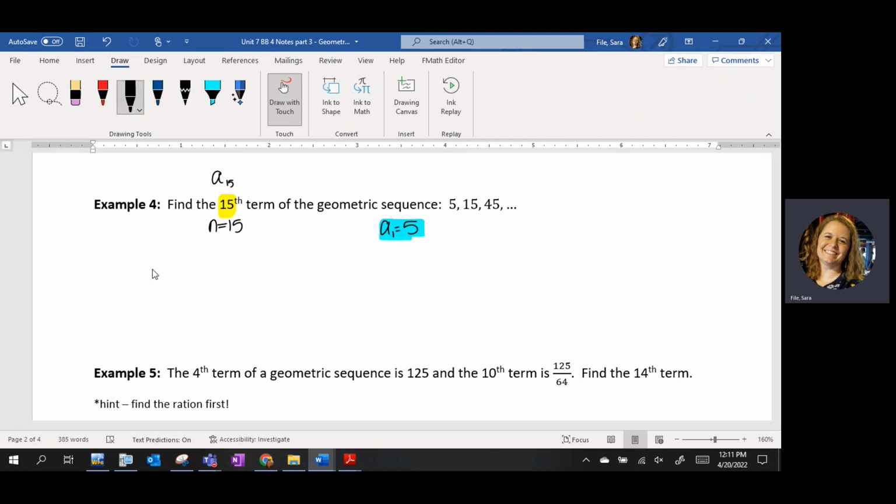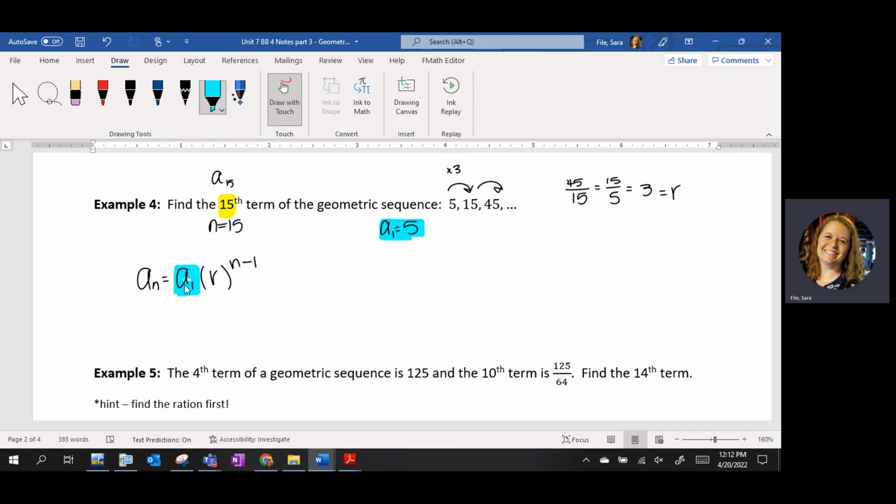And then what else do I need for my formula? I need the ratio. Good. I've got the a sub 1 and I've got the n. So to figure out your ratio, how are we going from term to term here? Some of you can just see it. You're like, oh, that's being multiplied by 3. Fantastic. If you don't see it right away, or if it's decimals or fractions, remember, you just divide consecutive terms. So you could do 45 divided by 15, or you could do 15 divided by 5. Those both come out the same to 3. That's our r.